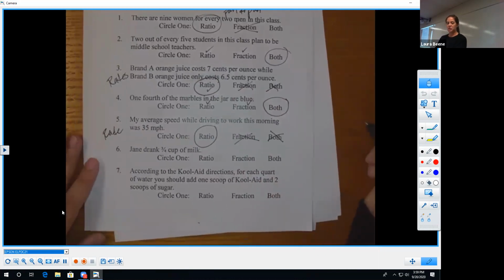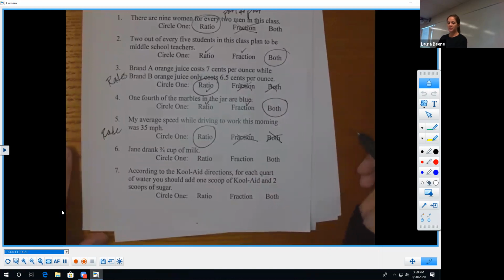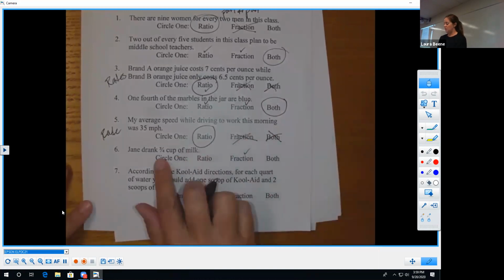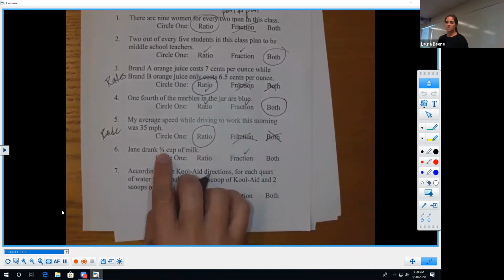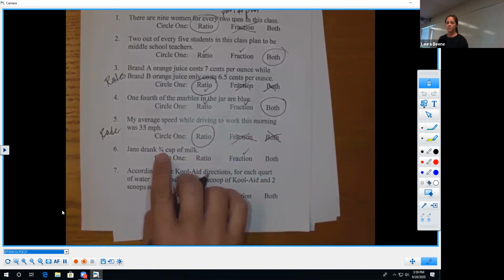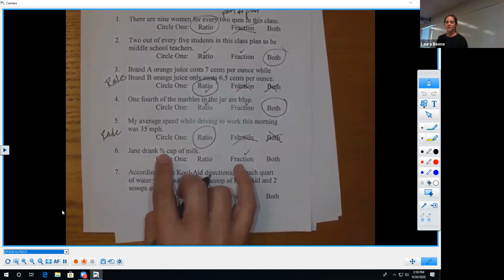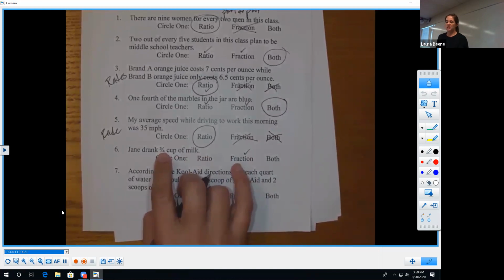Okay, look at number 6. Jane drank 3/4 a cup of milk. Is this a ratio? That 3/4, obviously it's a fraction, okay, but is it a ratio? What does the 3 represent and what does the 4 represent? If you tried to think about this and figure it out, it doesn't represent anything. It's just literally a fraction.